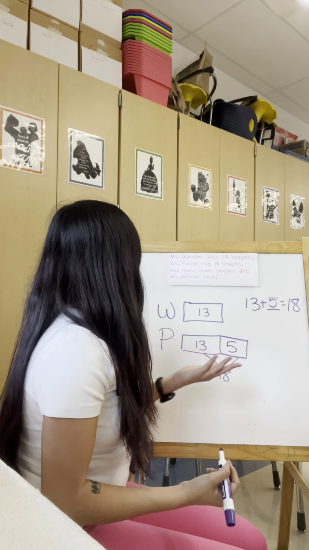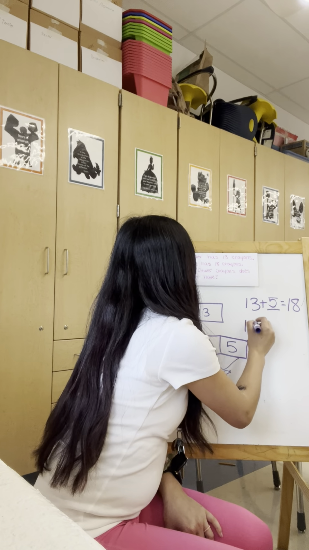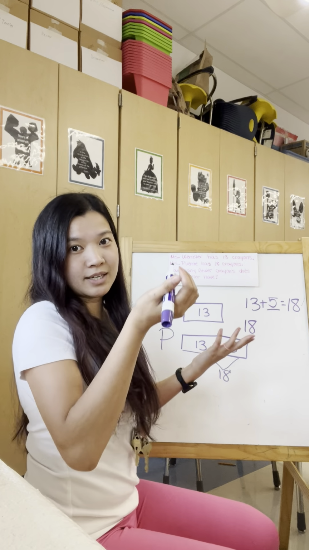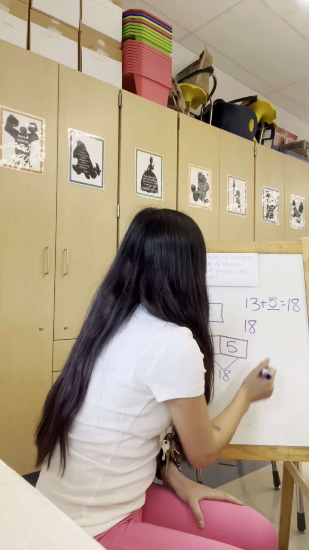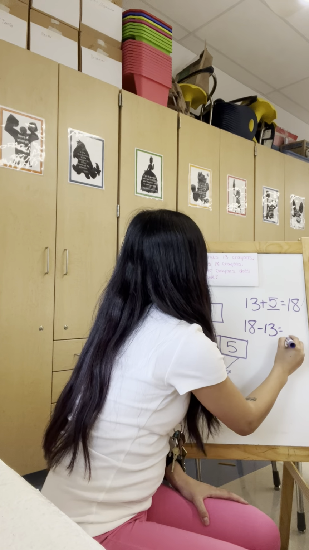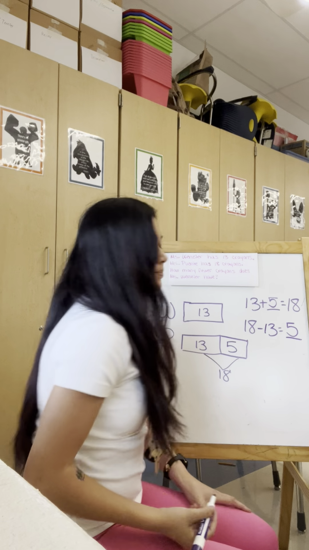I could have also subtracted. I could take my whole. Remember, when we subtract our whole, the biggest number has to go first to be able to take away. So 18 minus our other part 13 equals 5.